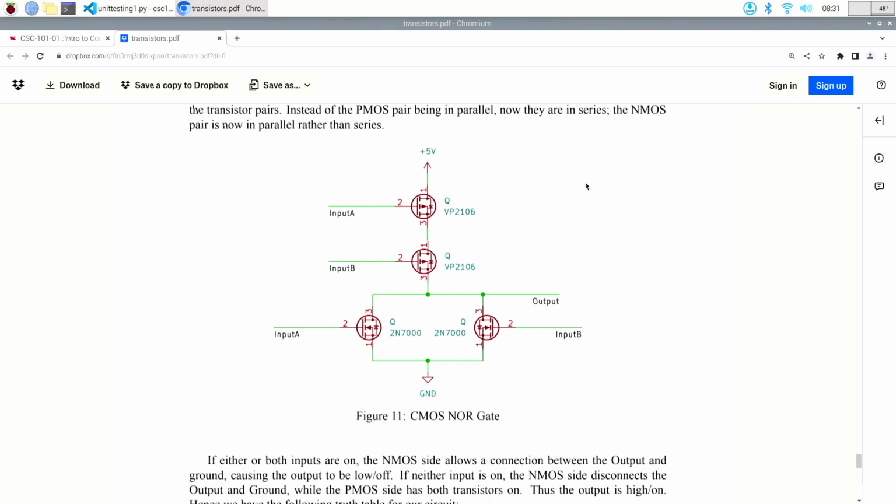A 1. Okay. Now, we're not finished though, because we also have to make sure that the output is not connected to ground. Because if it is, then we have a connection from plus 5 volts straight to ground, and that is called a short circuit, and that's bad.